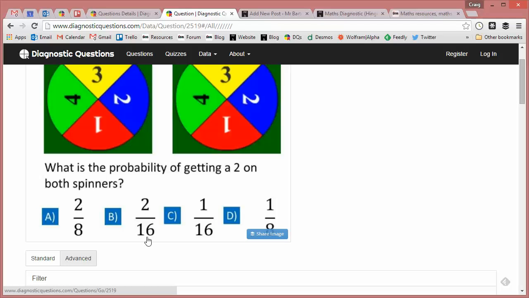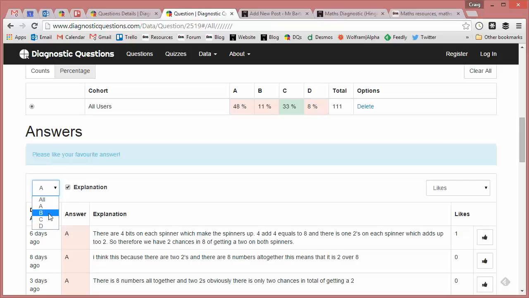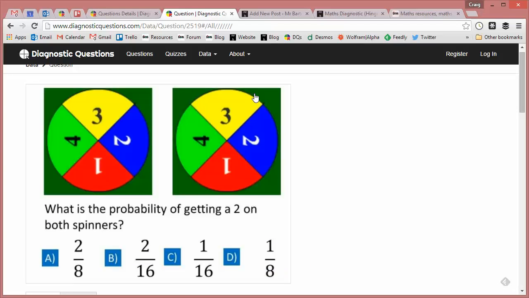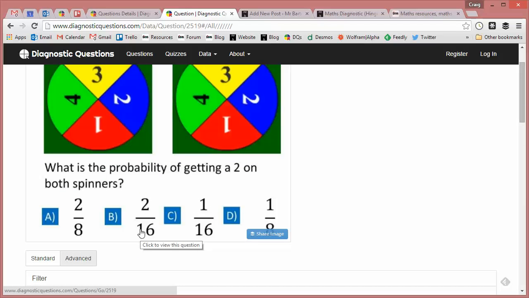Not many students are going for B and D, but each of these reveals something important. Interestingly, B has the 16 on the bottom. So does that suggest students have figured out that there are 16 possible outcomes? Let's have a look at that one. As I say, not many are going for B, but here we go. I think the answer is because there are 2 sets of 2s and there are 16 sections. That's interesting. The student realises there are 16 different things that can happen. But do they think here that there are 2 different ways you can get 2 2s? Because you get a 2 on that one and a 2 on that one. So that's a different type of misconception, possibly a less dangerous misconception. And hopefully a sample space diagram or a tree diagram would help show the student that there's actually only one way that we can get a 2 on both spinners.